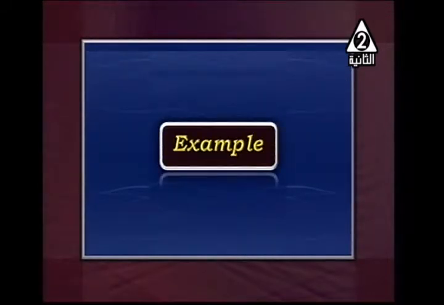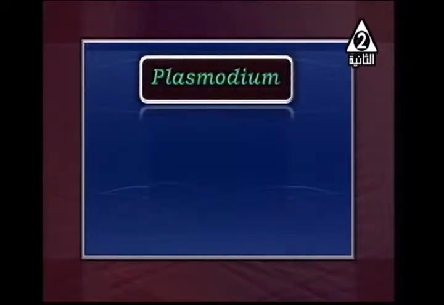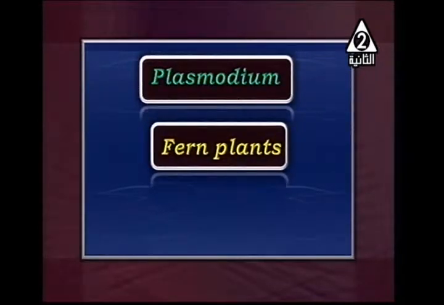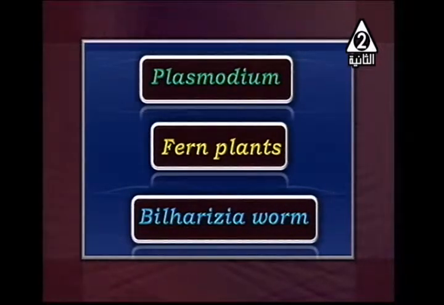We have some examples for alternation of generation, such as what? Such as plasmodium, and we have the full cycle of the plasmodium, and also fern plants, such as adiantum, like the ones we're going to study. Also one of the most common examples is the bilharzia worm. It also reproduces in two ways, sexually and asexually. One of them inside the human and one of them outside the human, in the snail in the water.